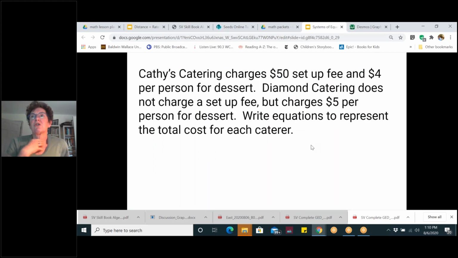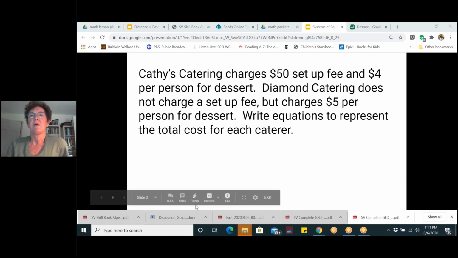Kathy's Catering charges $50 setup fee and $4 per person for dessert. Diamond Catering does not charge a setup fee, but it does charge $5 per person for dessert. So our task is to write an equation to represent the total cost for each caterer.